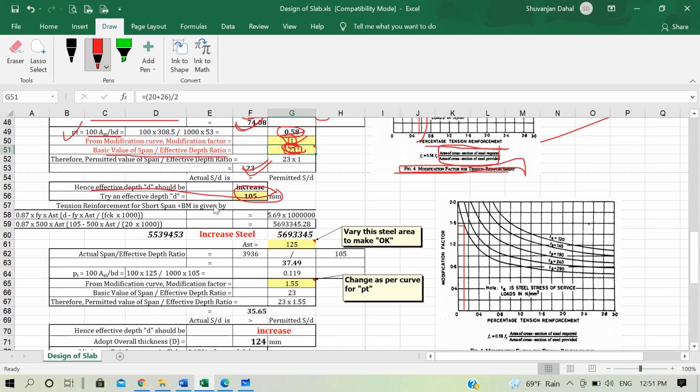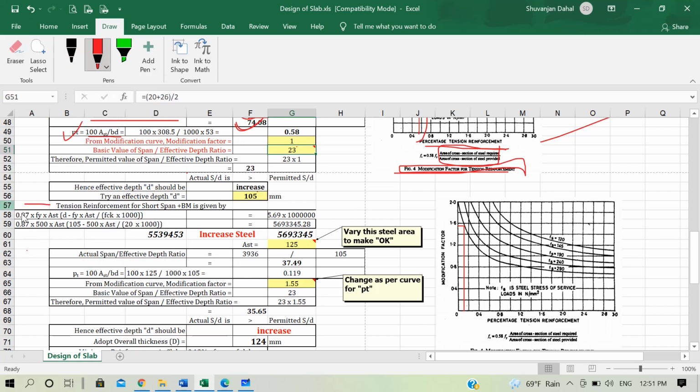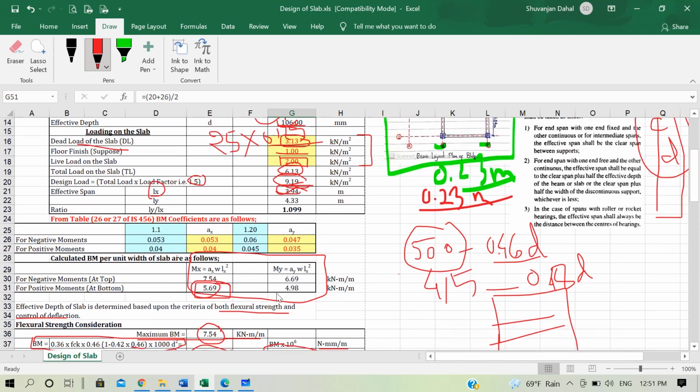Tension reinforcement for short span, plus bending moment, is given by another formula here. We have the formula 0.87 Fy AST (d minus Fy into AST divided by fck into 1000), which is equal to 5.69. Since 5.69 is the bending moment for our short span, 5.69 is for positive moments at bottom. That means tension reinforcement at the middle strip.